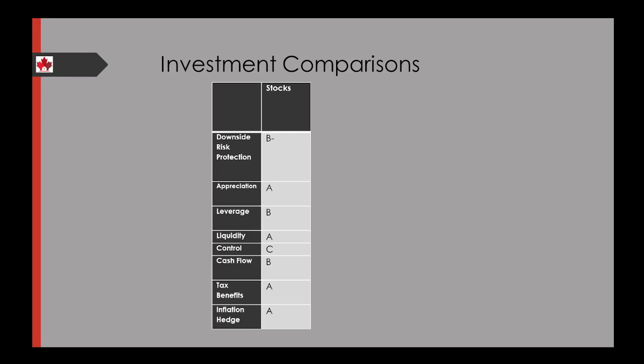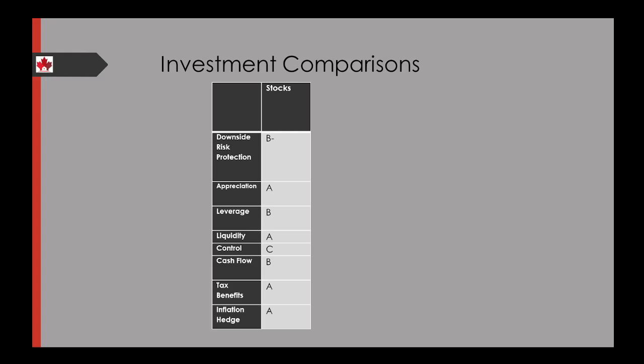Tax benefits, I would call an A in a non-registered account. If you choose the right types of dividend payers, they are taxed very leniently. And when you sell a stock that went up in price, you will only pay taxes on half of the proceeds. In an RRSP and a TFSA, those are slightly different. You could hold anything in there and get taxed the same way.